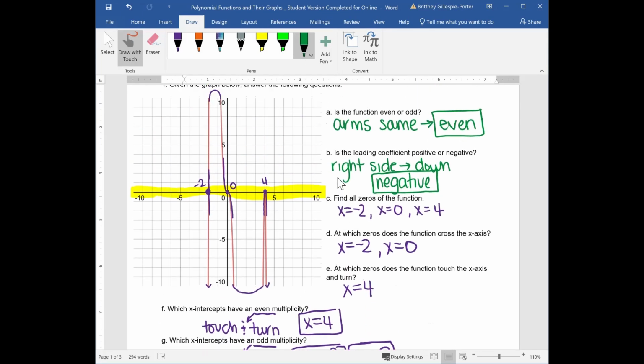We're going to start from left to right, and I want you to pretend you're driving a car. I know that sounds ridiculous, but this polynomial graph is the road that you are driving on. So starting from left to right, we would be driving.